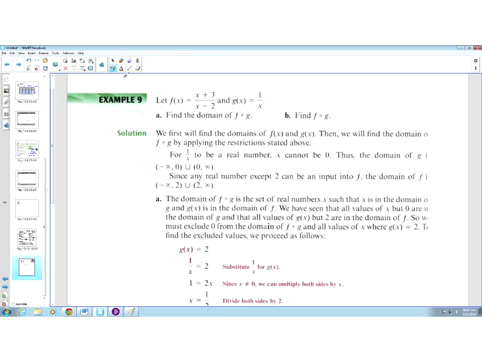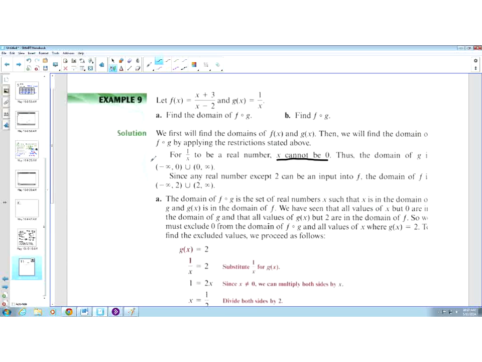So let f of x be this rational function right here, and we let g of x be this one. We want to find the domain of the composition as well as finding the composition. All right, so find the domains of f and g. For g of x to be a real number, x can't be 0.